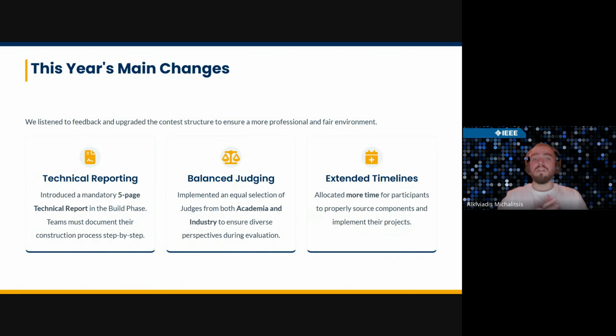This year we also have more balanced judging. We have exactly 50% academia and 50% industry involved in your evaluation, so that you will have a fairer judge evaluation of your submissions. Another thing from which I think you will greatly benefit: we extended the timeline, so that you will have more time during the year to think through your idea and also to implement it later in the build phase, if selected to participate in it.